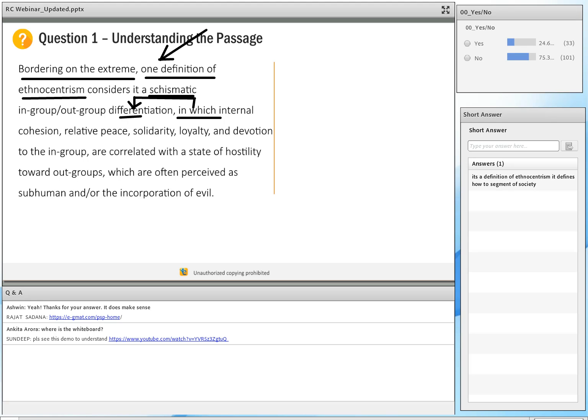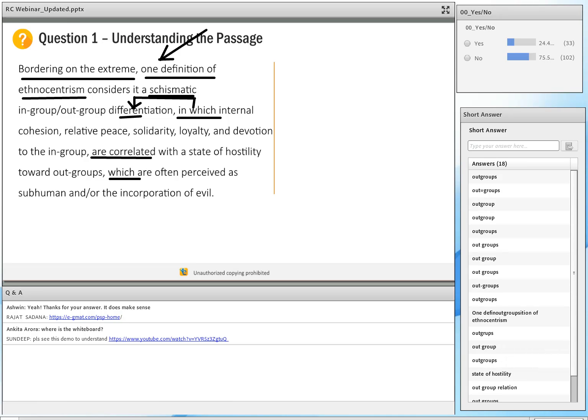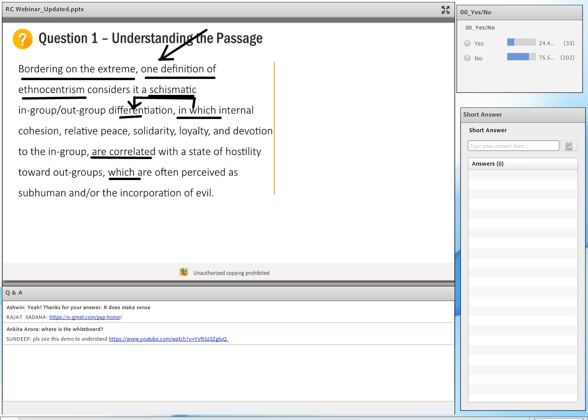Internal cohesion, blah, blah, blah, are correlated. Again, when you focus on this, the set of things that are correlated to the state of hostility towards out-group, which, what does that which refer to? The outgroups, yes, which are often perceived as subhuman and or the incorporation of evil. All right. That is really good. Outgroups, all right. So when I read this, these are my notes.